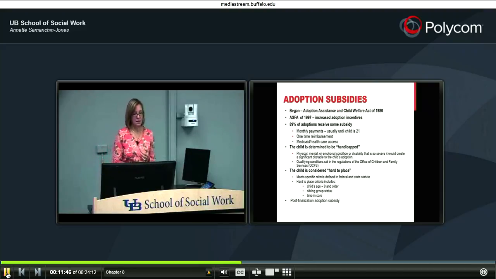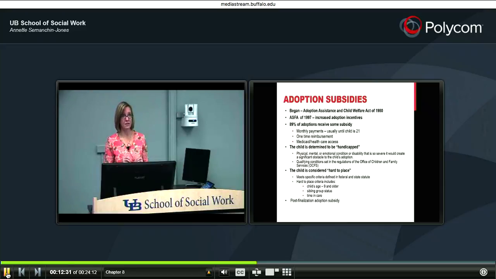Adoption subsidies began in 1980, and then these were increased with ASFA in 1997. Again, the goal of these was really to incentivize parents to adopt. So 89% of adoptions receive some type of subsidy. And this is usually up until the age of 18, though many go all the way up to age 21, if they're in a state that's extended up until the age of 21. And so they receive monthly payments as they would in foster care. They receive a monthly check for the child.